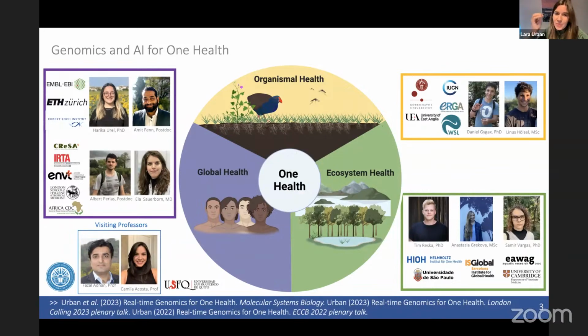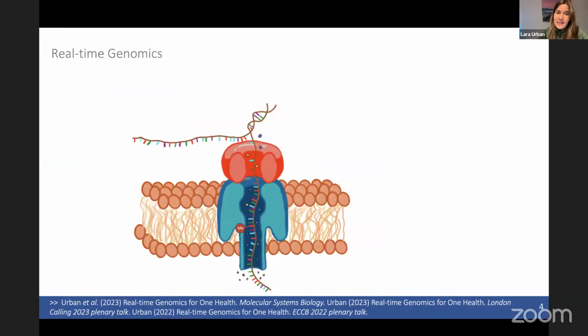Today, I would specifically focus on the real-time genomic research that is happening in our group, because I think it provides a really nice framework to understand these interdependencies between the health systems that I just mentioned. So to define the second word in my title, real-time genomics, when I talk about real-time genomics, I'm really talking about nanopore sequencing technology, because it's the only way to do real-time genomics at the moment.